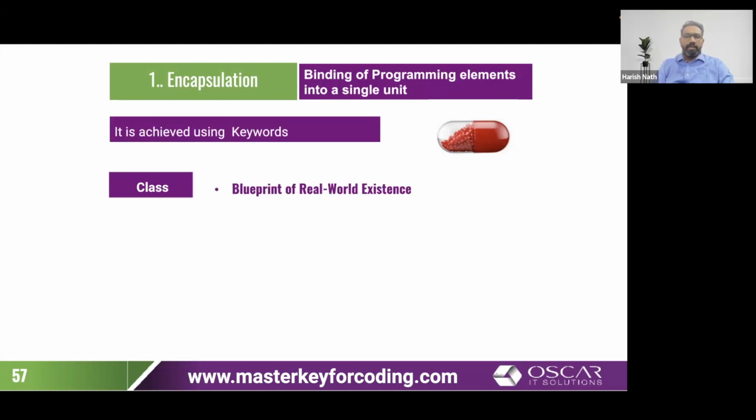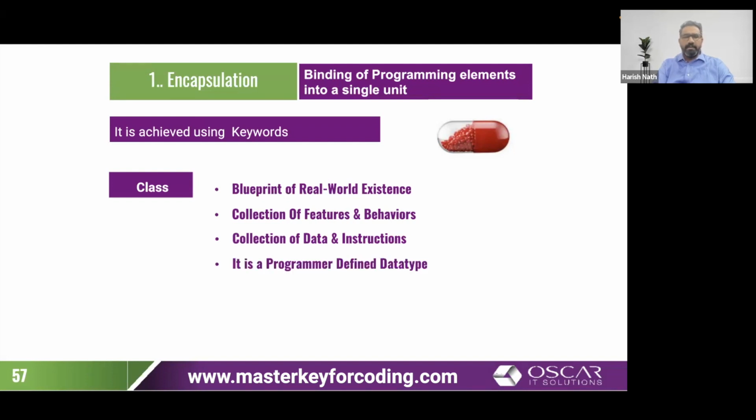Out of them, one keyword is class. We will restrict our discussion to class. We will not get into the second one because, as we said, we will focus only on the essentials in these 2 hours. So class, what's a class? Blueprint of real world existence. Or it can be considered as collections of features and behaviors. Other way around, if we go back to the programming elements, data and instructions, class is a collection of data and instructions. And finally, it's a programmer-defined data type.